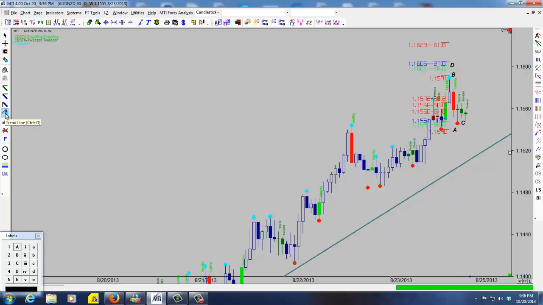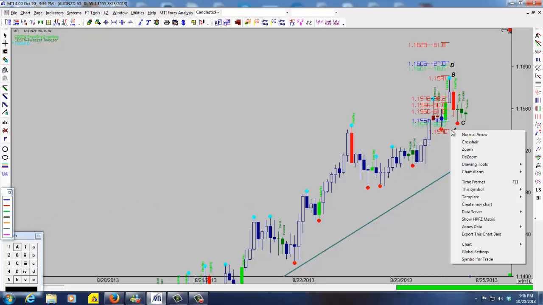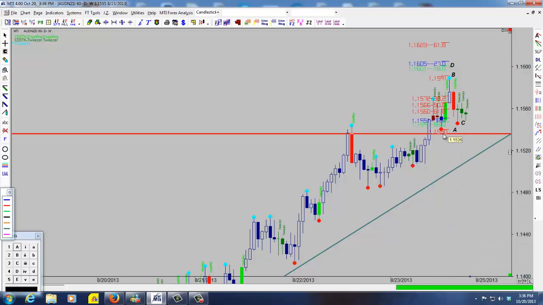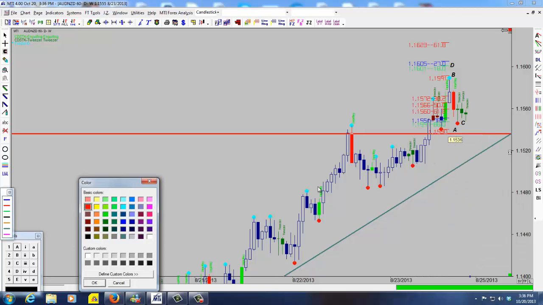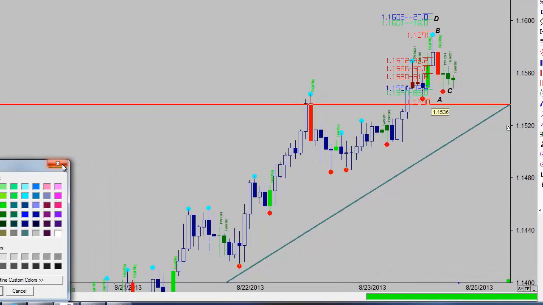All right, so then what we're going to do is take some trend lines, and we're going to keep that as red.